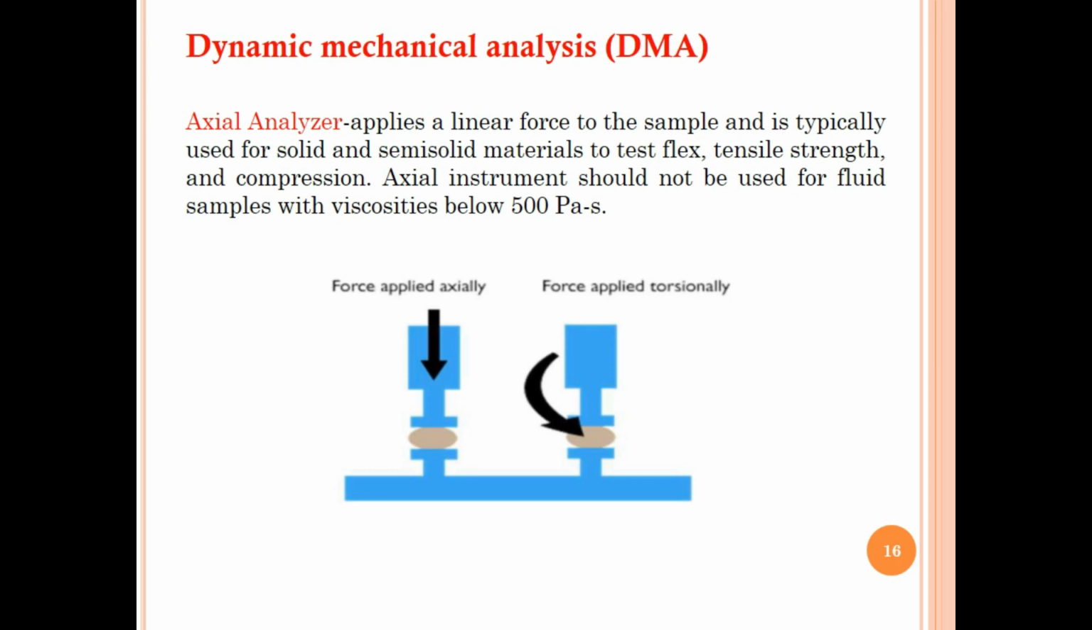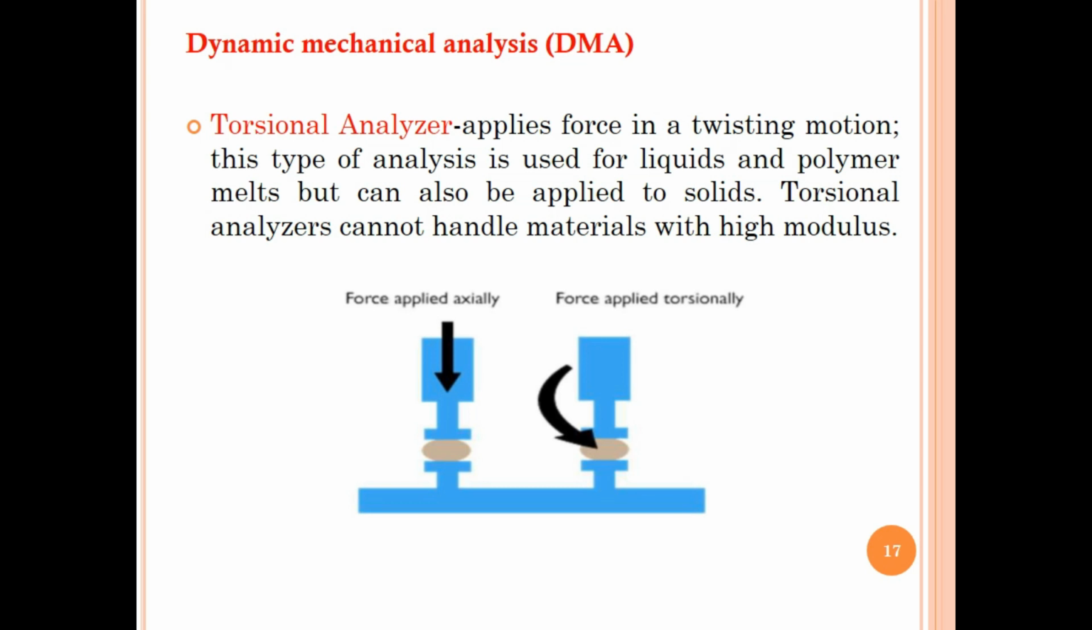This is a typical presentation of force applied axially and force applied torsionally. On the left side of the diagram, you can see the force applied axially, that is vertical force, while on the right side the force is applied torsionally, from the side. Torsionally means the force applied sideways. A torsional analyzer applies force in a twisting motion. This type of analysis is used for liquids and polymer melts, but can also be applied to solids. A torsional analyzer cannot handle materials with high modulus.